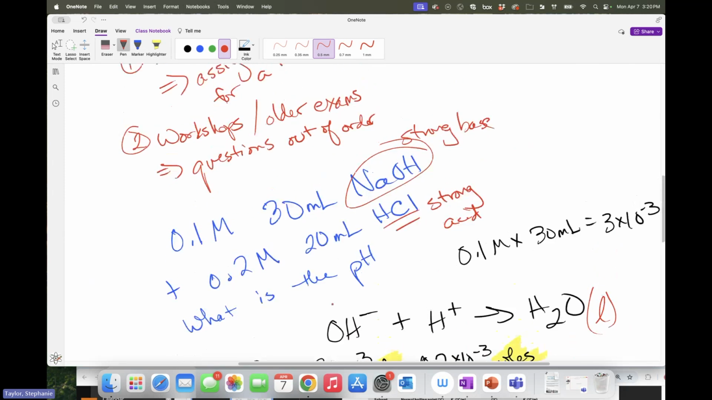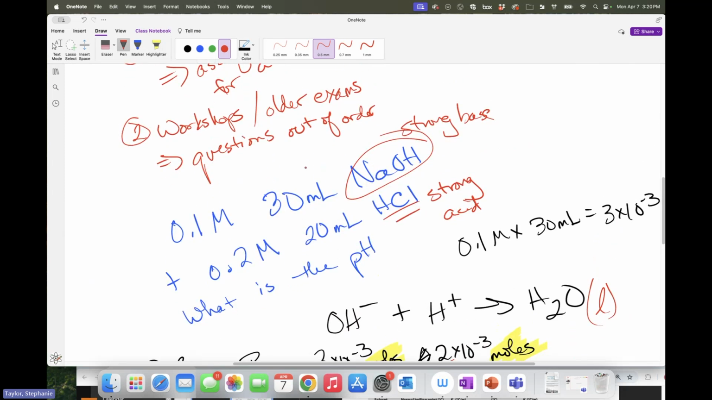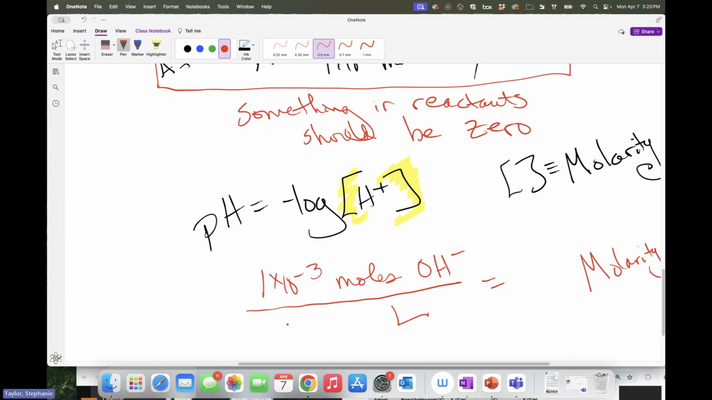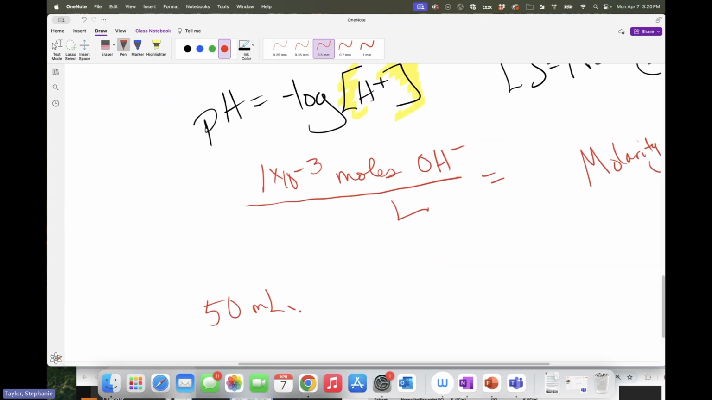So I need a final volume. We are just going to assume that you can add these together. The main reason is we are assuming that these are dilute enough solutions that it's just like adding water together. Since these are aqueous solutions, they are close enough to being mostly water that we're just going to add those volumes together. So I'm going to add 30 and 20 milliliters. That is 50 milliliters, and there's 1,000 milliliters in 1 liter, which gets me 0.05 liters.